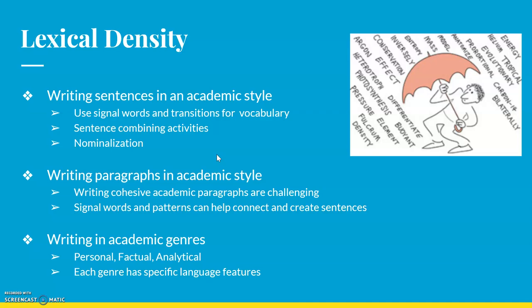The main challenge for students is writing in an academic style. Signal words can be used to help connect ideas. Students also need to learn different genres, such as personal, factual, and analytical, because each genre has its own specific language features.